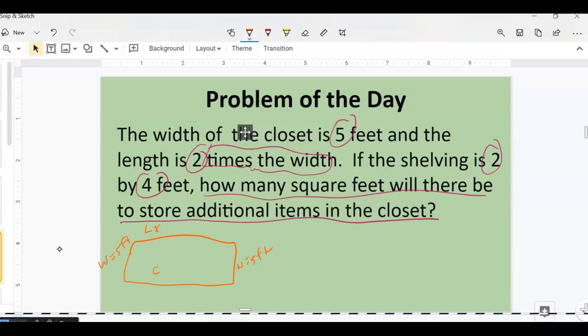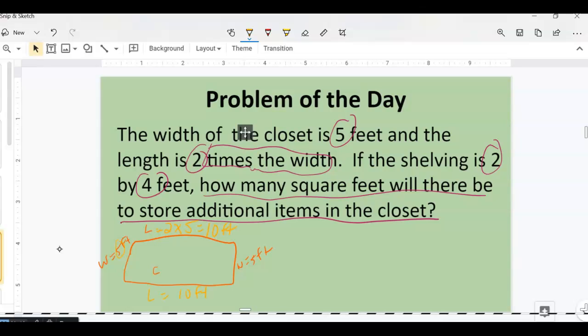So length equals 2 times the width. And we already know that the width is 5, so it's going to be 2 times 5. So the length is 2 times 5, which is going to be 10 feet. So if this is 10 feet up here, this bottom part has to be 10 feet also.